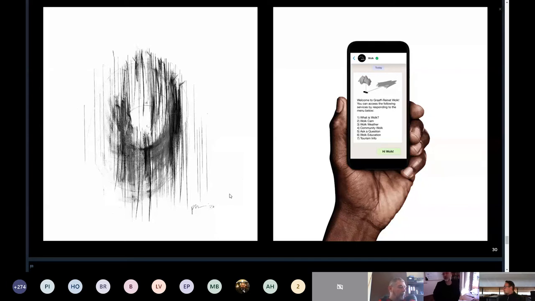And also, not only would we be providing a bridge for citizens to the world, but also for the world to connect back into Graafrenet. So in other words, finding opportunities for tourism, finding opportunities for people from around the world to be able to access hyperlocal information.